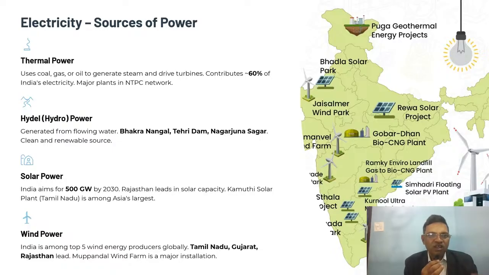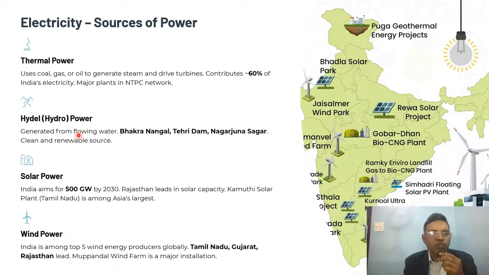So we have thermal power, hydropower, then solar power, wind power. Even we have the atomic power also. So thermal power is conventional, which uses coal, gas, or oil to generate steam and drive turbines. It contributes 60% of Indian electricity. Major plants are in the NTPC network. Okay, it is 60%, you have to remember.